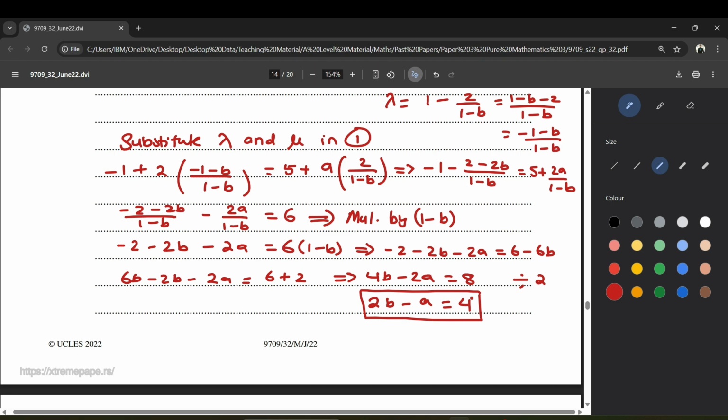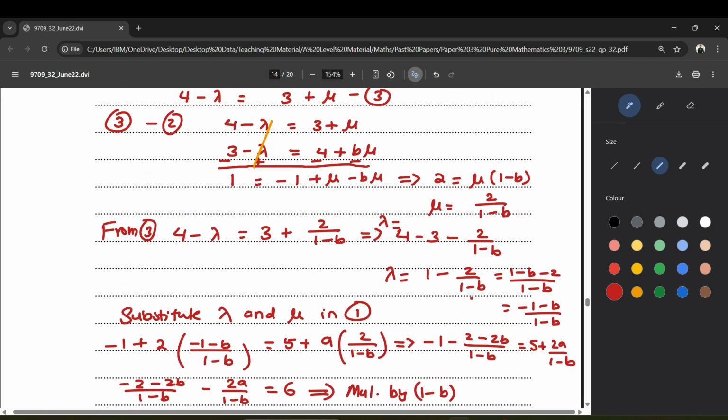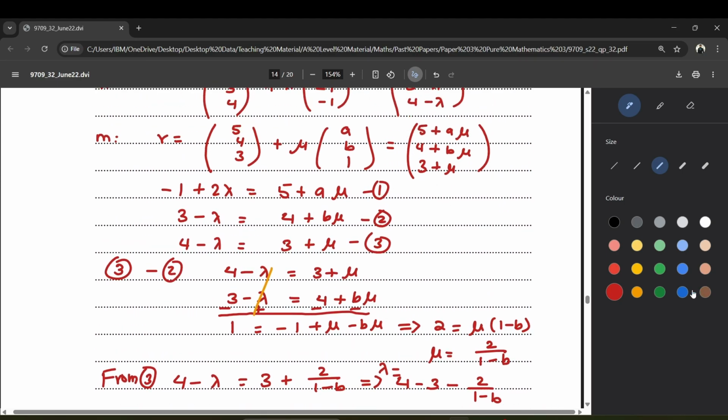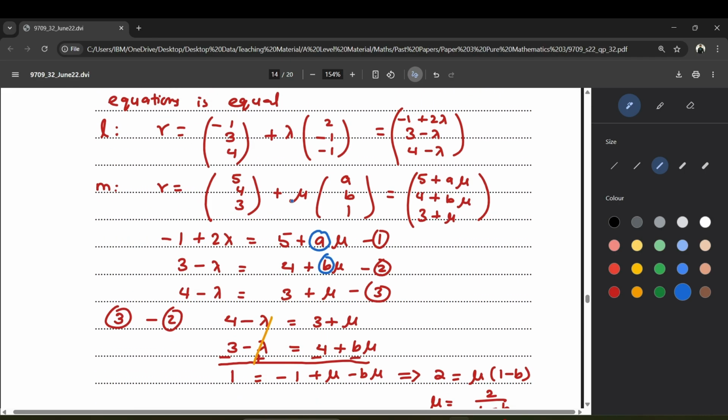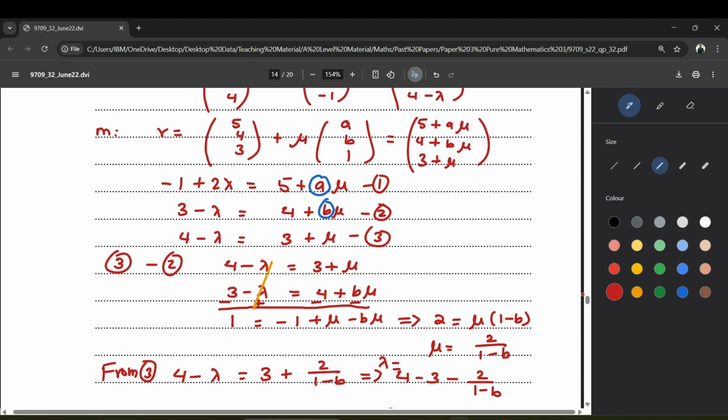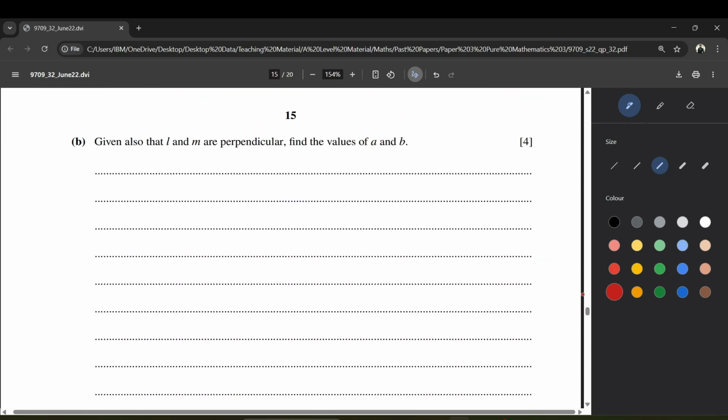So this one was a little bit tricky. Conceptually it wasn't difficult, to be very honest. It only became difficult because you do not know what a is, you do not know what b is. Otherwise, if you had to find directly the coordinates, that would have been much simpler, right? But this part required a lot of algebraic manipulation. That's why it became a bit more challenging. All right, so let's move to part B.